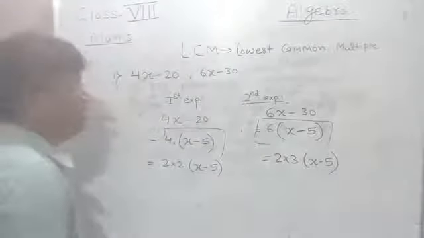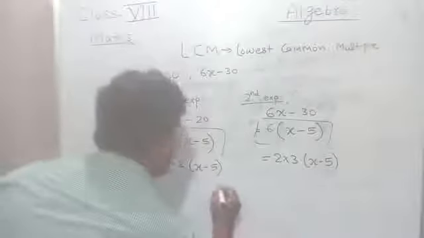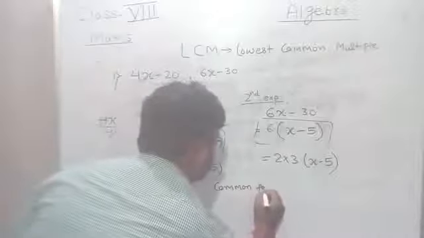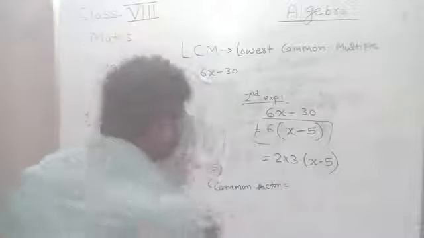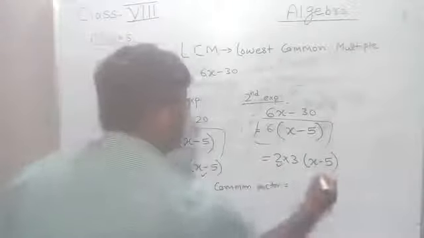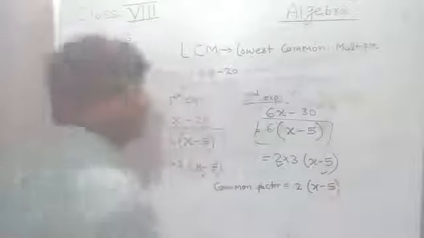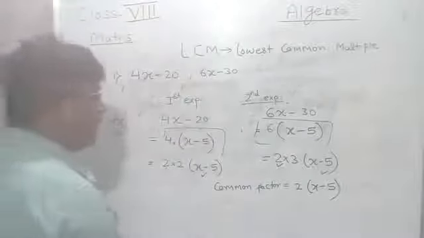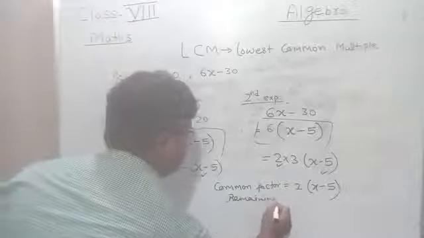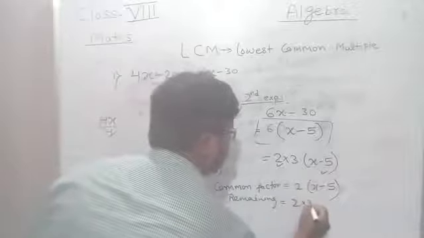Okay, so let's see, while finding the common factor, what we used to do, we used to see what is common. Common factor. What is common in both? This 2 and 2 is common, and x minus 5 is common. So 2 into x minus 5 is common. Okay, so what is remaining? Remaining here is 2 and here is 3.